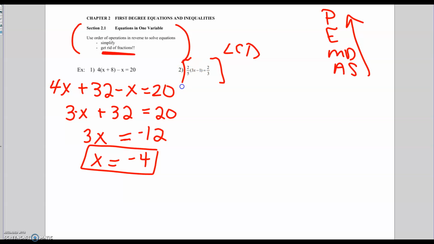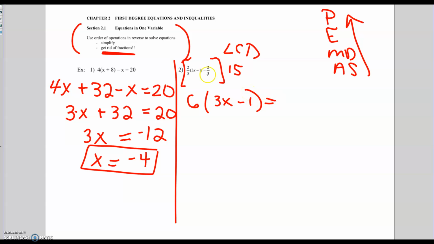So what number would multiply this entire equation by to eliminate both 5 and 3? If you said 15, you are correct. So we're going to multiply the entire equation by 15. So 15, 5 goes in 15 3 times. 3 times 2 is 6. We do not multiply the 15 to what is in the parentheses because the 6, when it distributes, will take on that responsibility. And on the right-hand side, 3 goes into 15 5 times. 5 times 2 is 10.